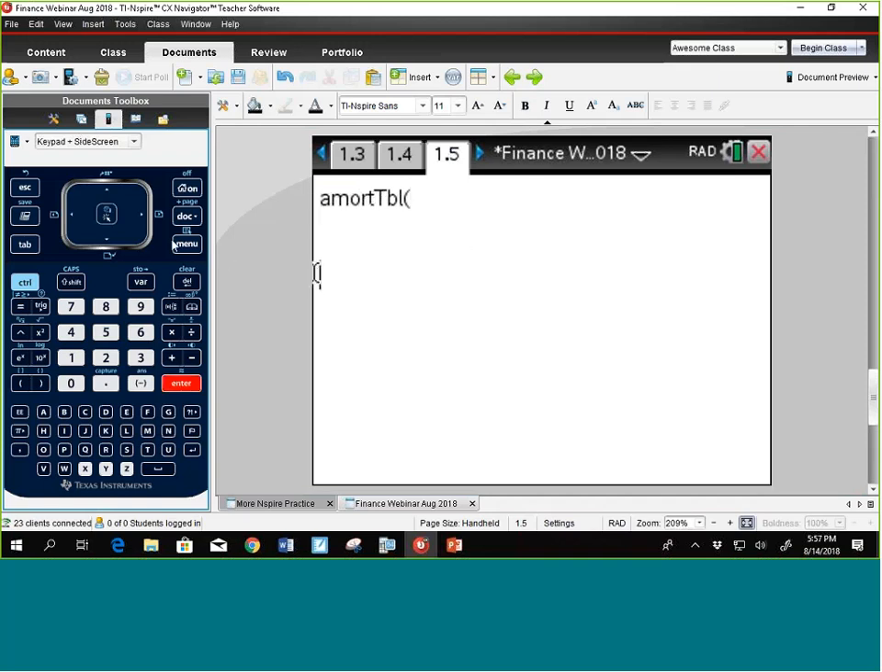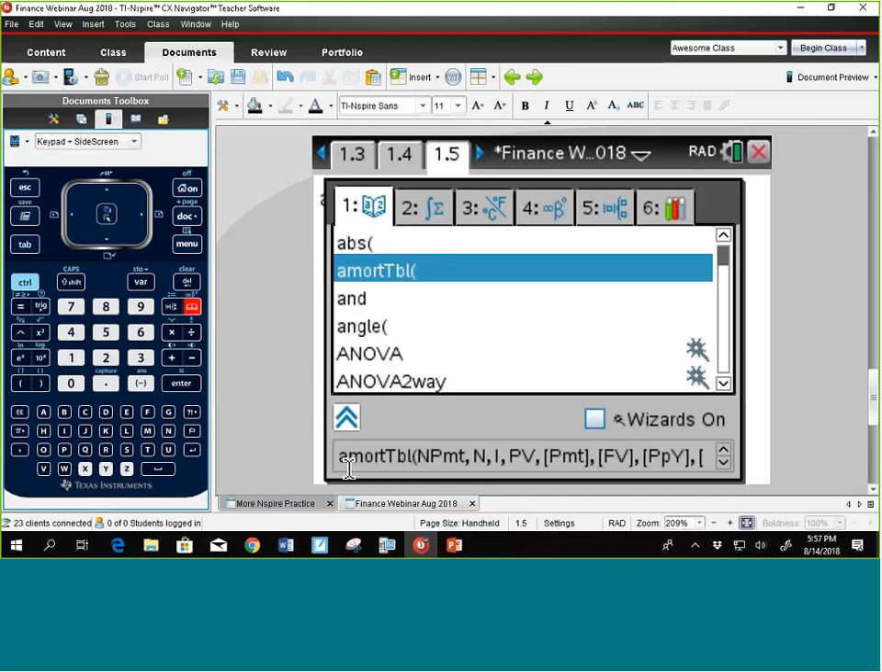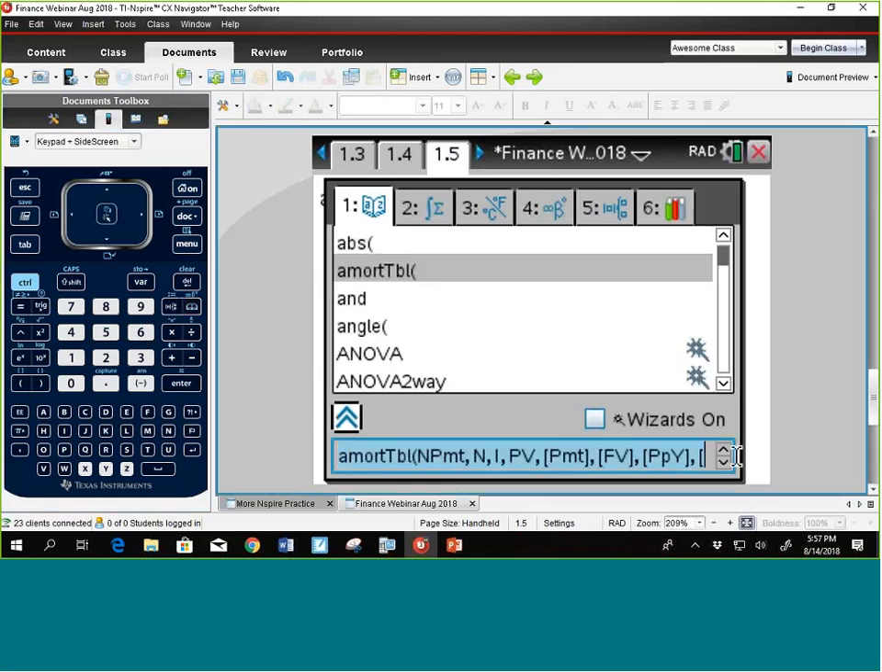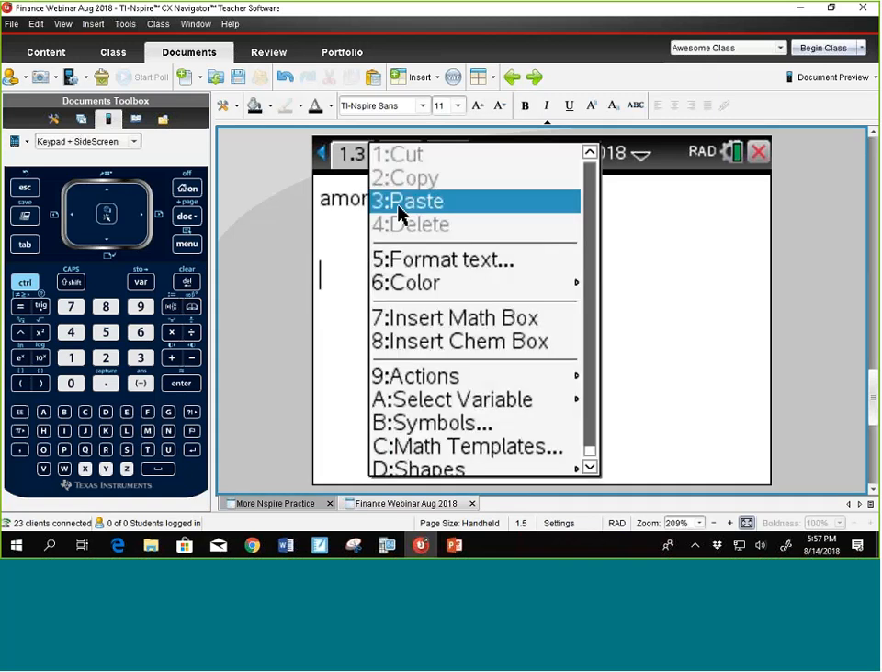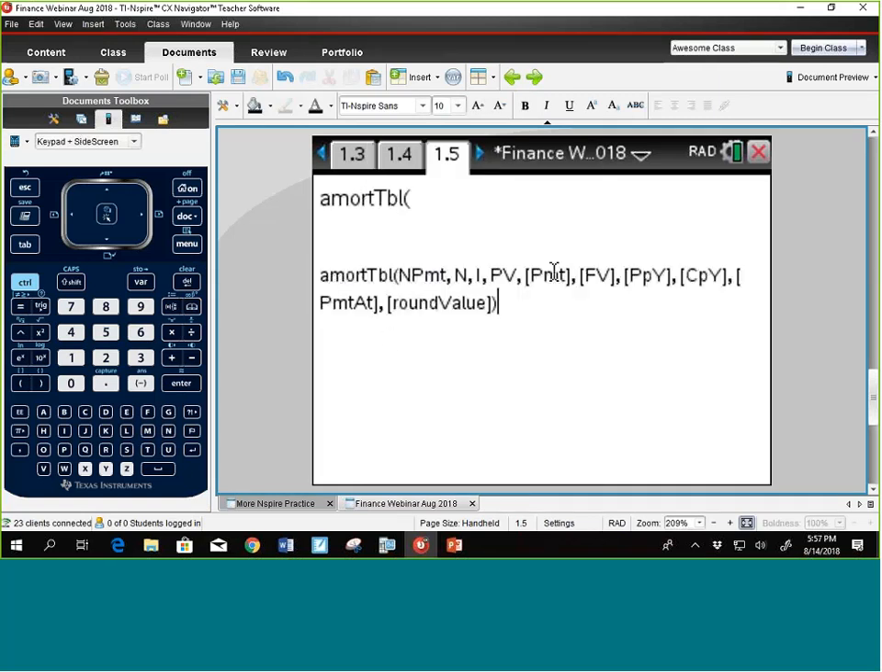But let me go into catalog, and I will show you one thing I did one time, and I don't know if you guys are going to like this or not. Let's see if I can go in here, and I just want to make sure I copy this whole thing, and then I can paste it here. It looks kind of ugly, but that's a reminder of what I'm doing. So N, number of payments, that was the TVM variable N, and then I, and then the present value, payment, future value. That gives you kind of a shortcut or a reminder, but it isn't a wizard, so you still have to go in and copy it.